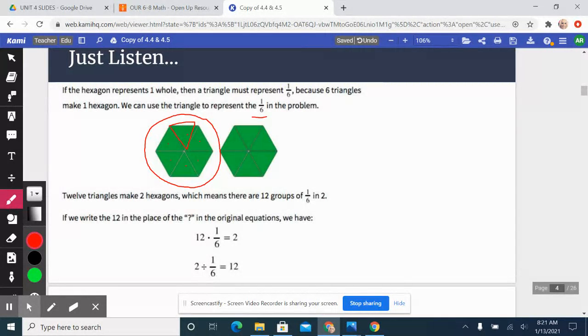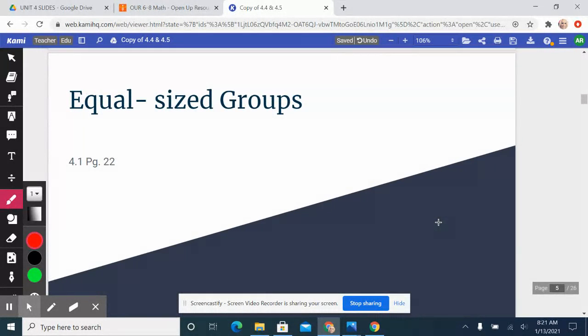So it says 12 triangles or 2 hexagons. So there's your first one and here's your second one. That makes 12 groups of 1/6. So there would be 2. So if we write 12 in place of the question mark, we would have 12 times 1/6 makes 2. Or we would have 2 divided by 1/6 makes 12. Okay, so we'll practice this.